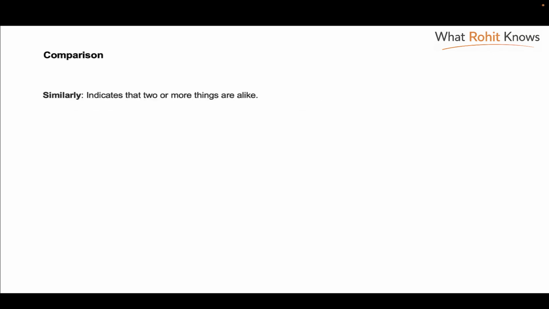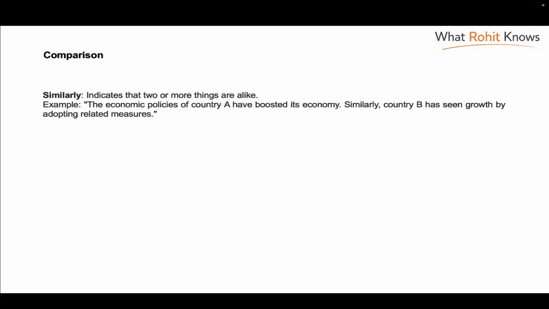Next, when we have to do a comparison. Similarly indicates that two or more things are alike. The economic policies of country A, Australia, have boosted its economy. Similarly, New Zealand has seen growth by adopting related measures. Now, to show that the two things are alike, are related. So again, sometimes you can just add information. You can say in addition, if the points are similar. But if you find a more appropriate relationship, that what I'm trying to show is that these two things are similar, then use the linking word which is most appropriate.